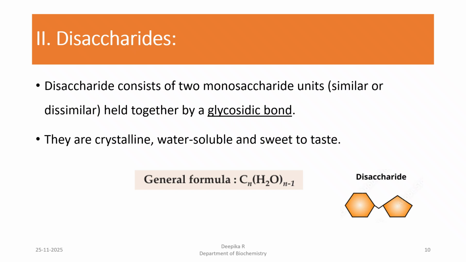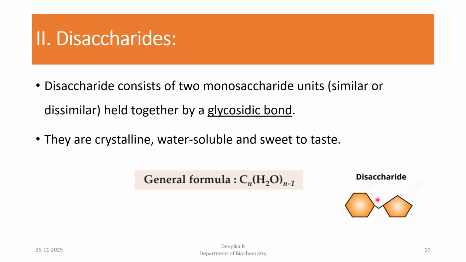So next one is about disaccharide. Disaccharide means the structure of the carbohydrate contains 2 monosaccharide units. It cannot exist independently, it requires some force to hold together. The 2 monosaccharide units are held together by a special bond called the glycosidic bond. If 2 monosaccharide units are bound together by this particular bond, we call it a disaccharide.